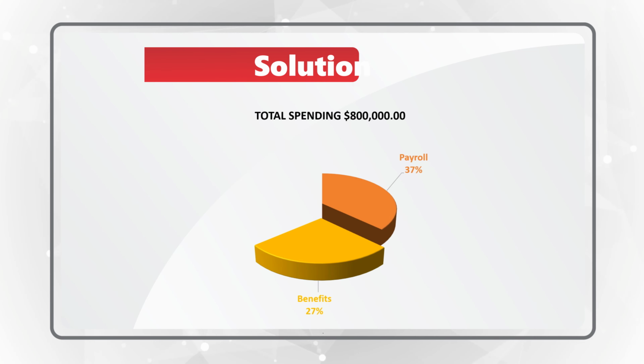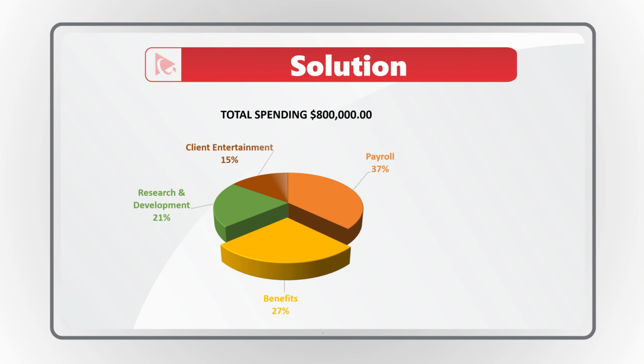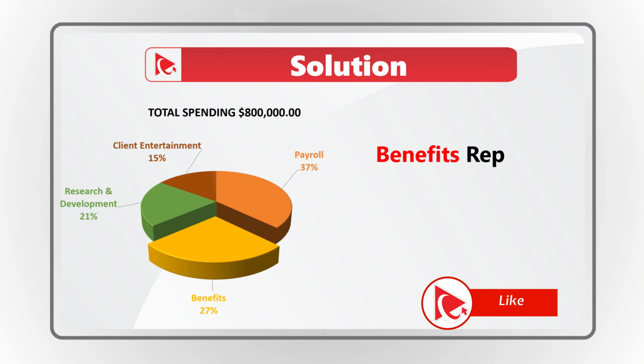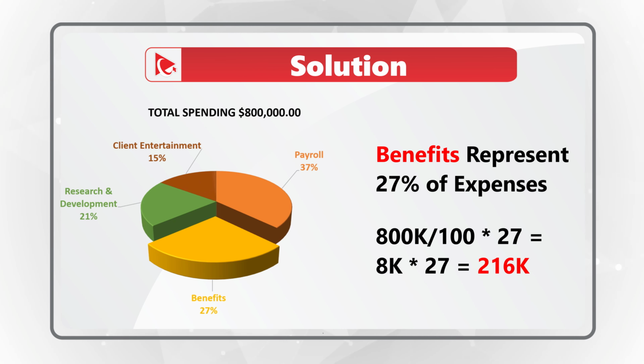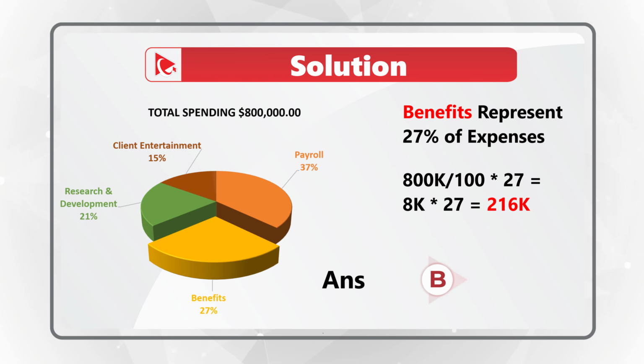First step to solve it is to look at the chart and identify the benefits segment. Benefits represent 27% of all expenses. To calculate the amount for benefits, we need to divide 800,000, which is total expense, by 100 and multiply by 27%, because benefits represent 27%, which would be equal 8,000 multiplied by 27, which would be equal 216,000. So the correct choice here is choice B, $216,000.